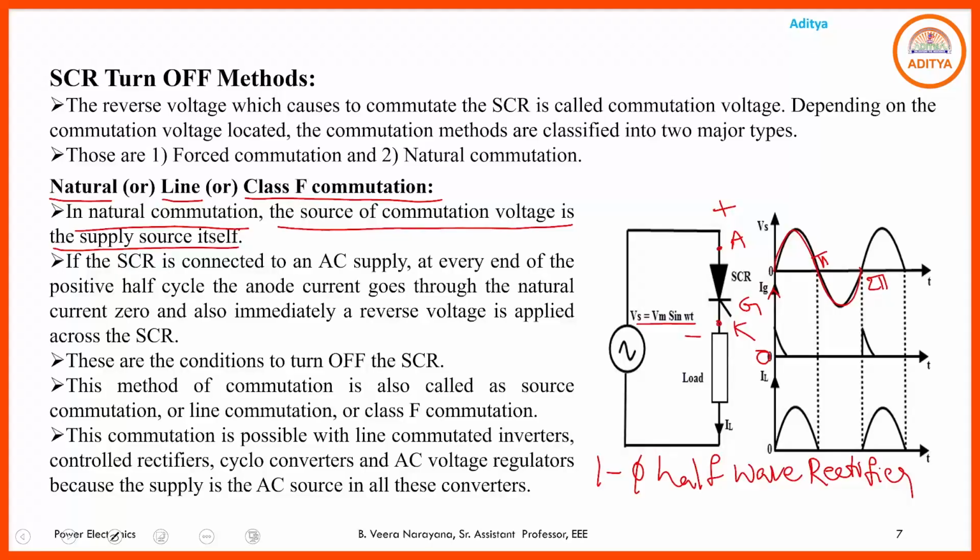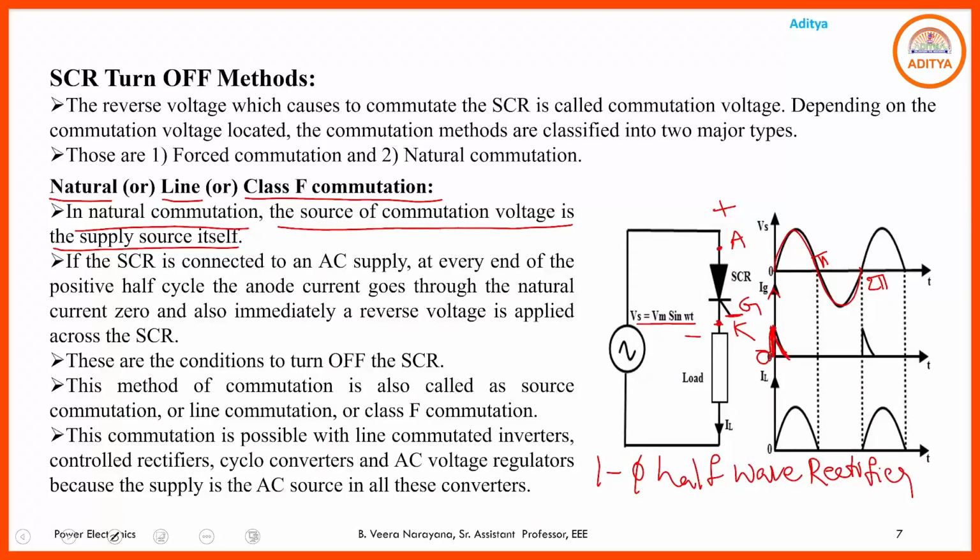So we are providing the gate current. That means we provide the gate voltage across this gate and cathode terminals. Corresponding to that, the gate current flows. So if you provide the gate current, then the SCR comes to the on state.